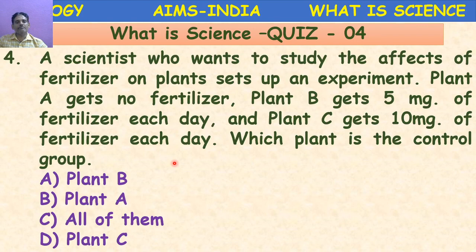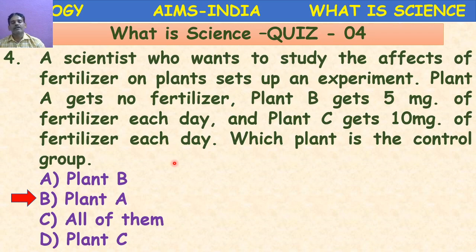Yes, here you have to select the independent variable. I am giving a clue. Yes, here the answer is plant A. Because for plant B and plant C, the scientist provided fertilizer and observed the growth. But for plant A, no fertilizer is given. So it has stunted growth.